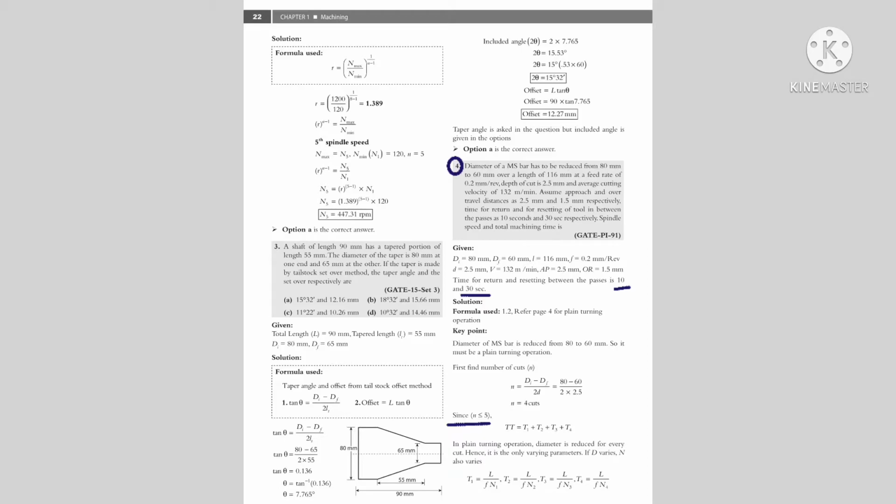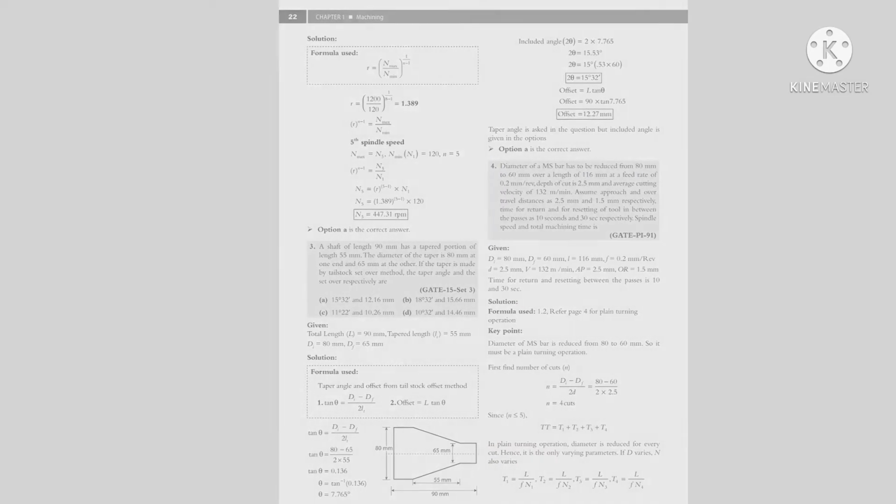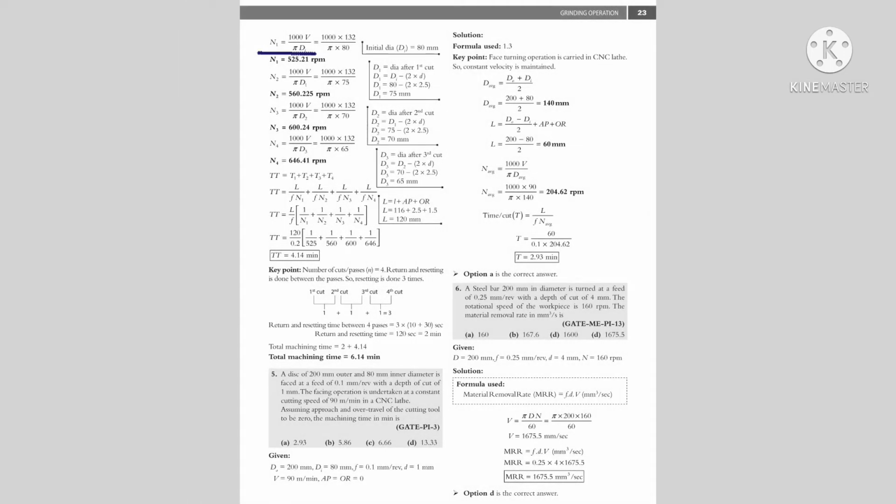Since the number of cuts is less than or equal to 5, we can find the total time by adding the machining time for individual passes. So the total machining time is T1 plus T2 plus T3 plus T4. The machining time for the first pass is L by F N1. Since the diameter is reduced for every cut, the spindle speed also varies accordingly. Spindle speed for the first cut is 1000 V by pi Di. Substituting the velocity and diameter, we get the N1 value as 525.21 rpm. Similarly, we can find the spindle speed for successive cuts.